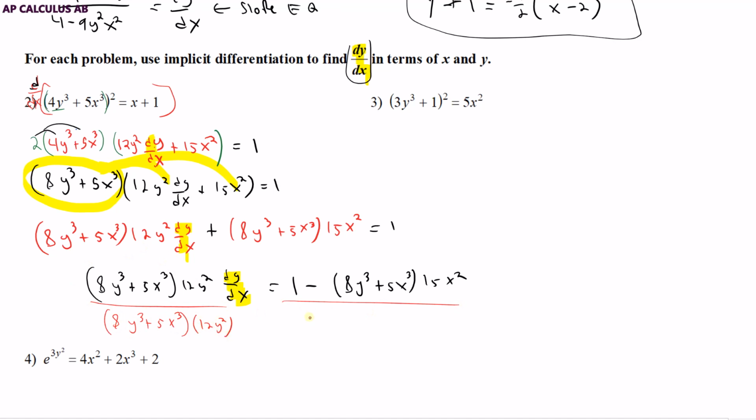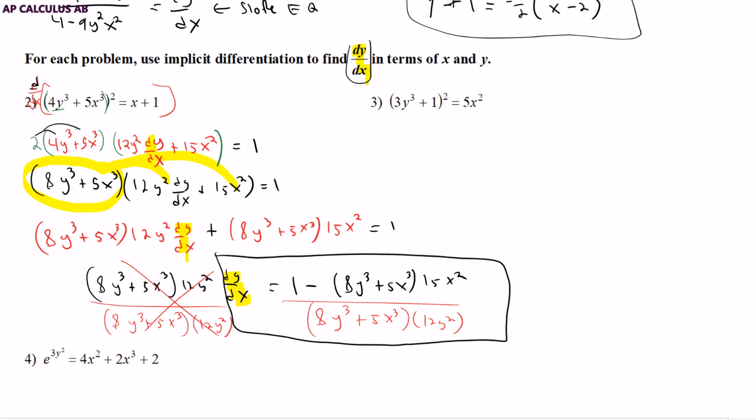I don't know why I'm putting parentheses this time when I didn't do it the other way, but it doesn't matter. Right, we're basically dividing both sides by that so that these will all cancel, and we will be left with dy/dx equals this. And thankfully we don't have to plug anything into this one, but that is what that answer should look like. All right.